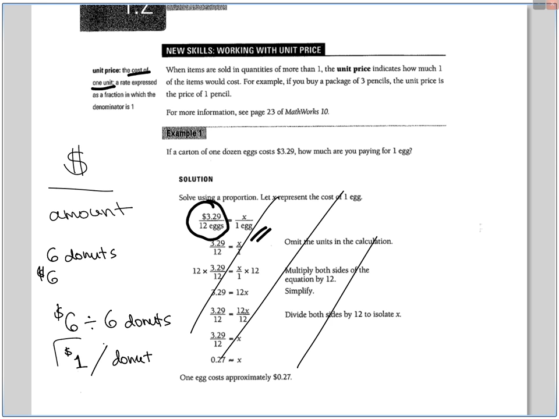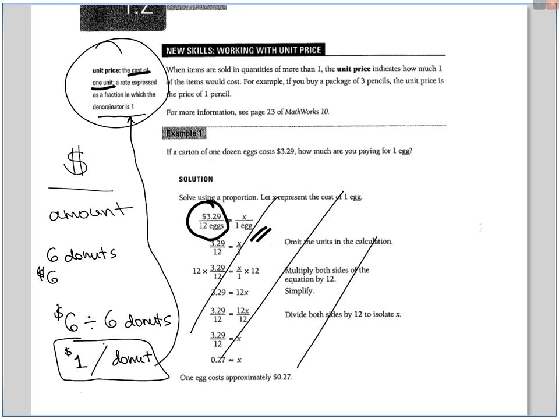Okay, and this is how we write unit price. Okay, unit price is the cost for one. The denominator is 1.